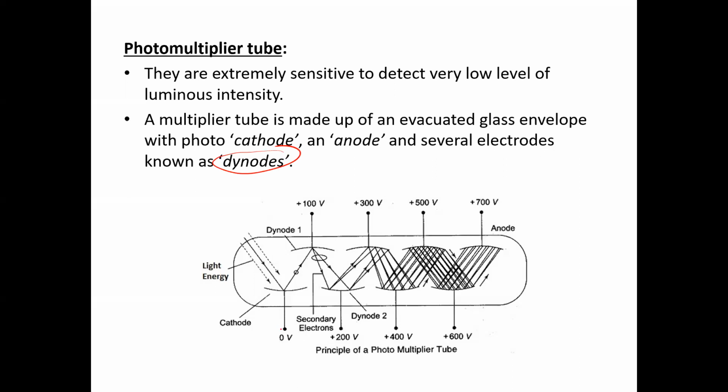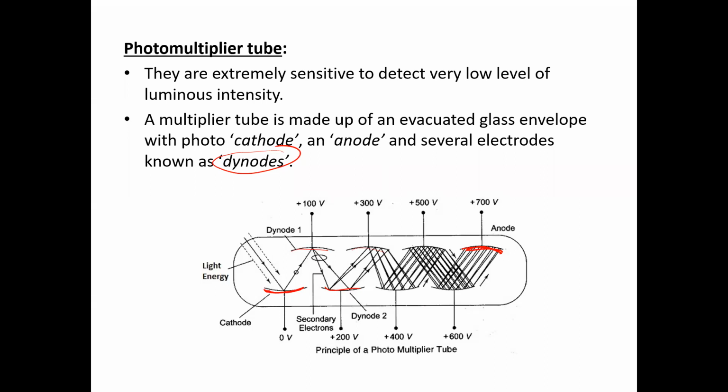And in this figure as well, in the general construction, it can be seen that apart from the cathode and the anode, there are several other electrodes which are referred to as dynodes. Suppose dynode 1, dynode 2, dynode 3, in this way. So multiple stages of electrodes can be there.